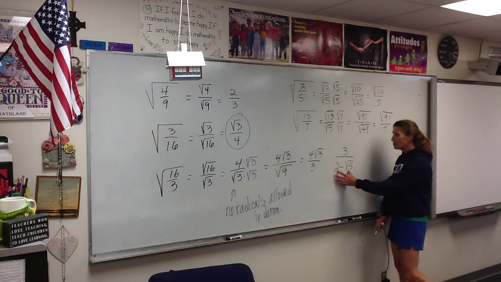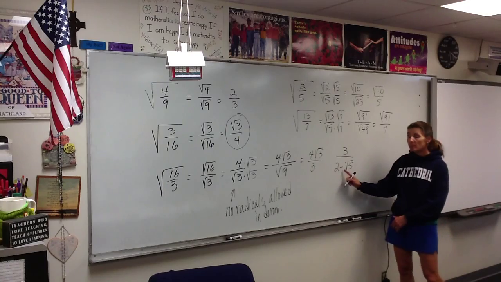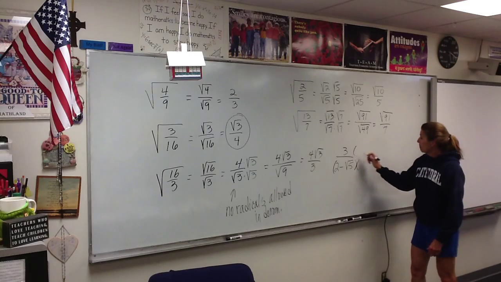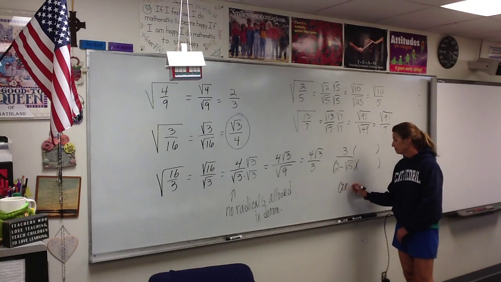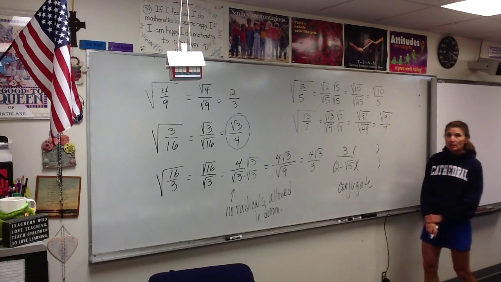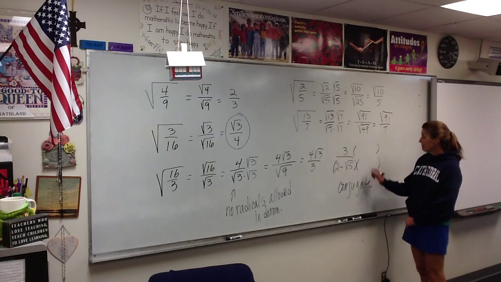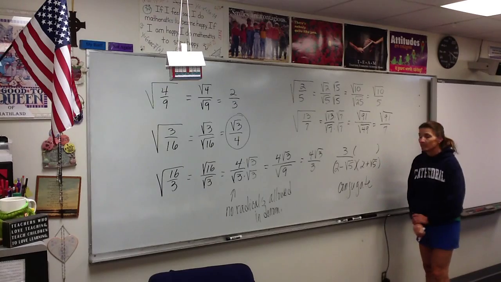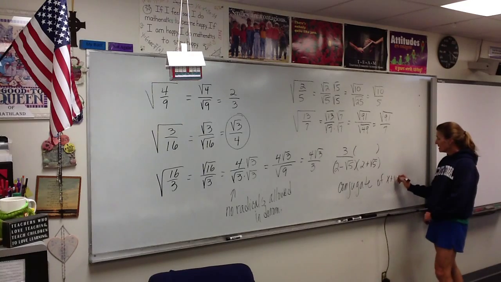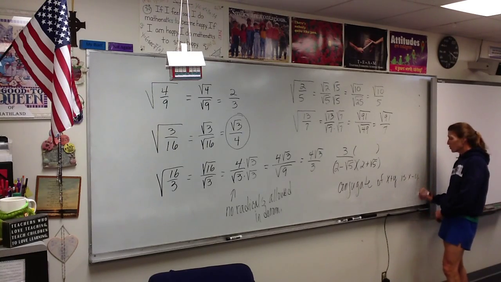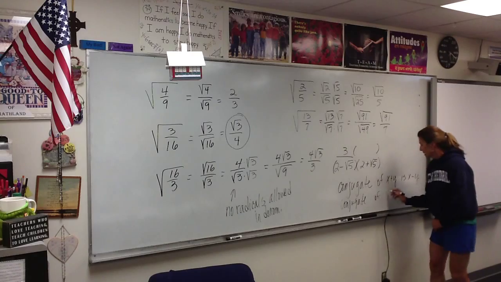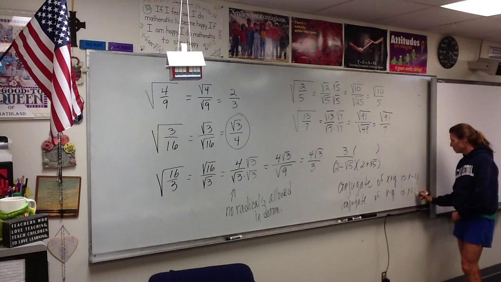If you have a binomial term down here, that is, if you have something plus something or something minus something, you need to multiply the top and the bottom by what we call the conjugate. That word may be familiar to you, and maybe not. The conjugate for 2 minus root 5 is 2 plus root 5. In general, the conjugate of x plus y is x minus y. And the conjugate of x minus y is x plus y.